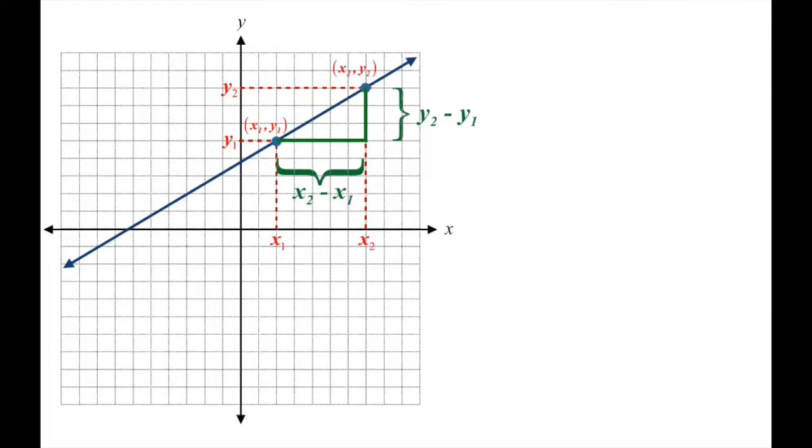Next, we have to consider how we can link those. So let's see how we can link them. What happens is we know that the gradient's equal to the rise over the run.